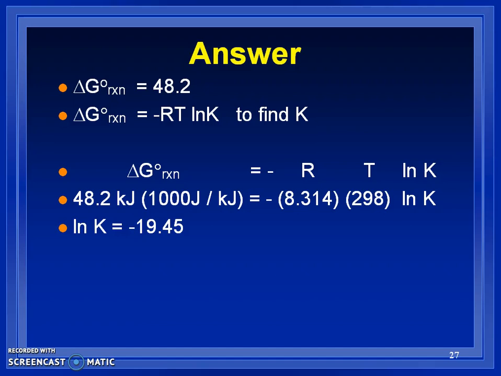So your natural log is there, and then can you take that anti-log and get 3.6 times 10 to the negative 9. And again, this is a small K and a positive delta G. Those go together, so that makes sense.